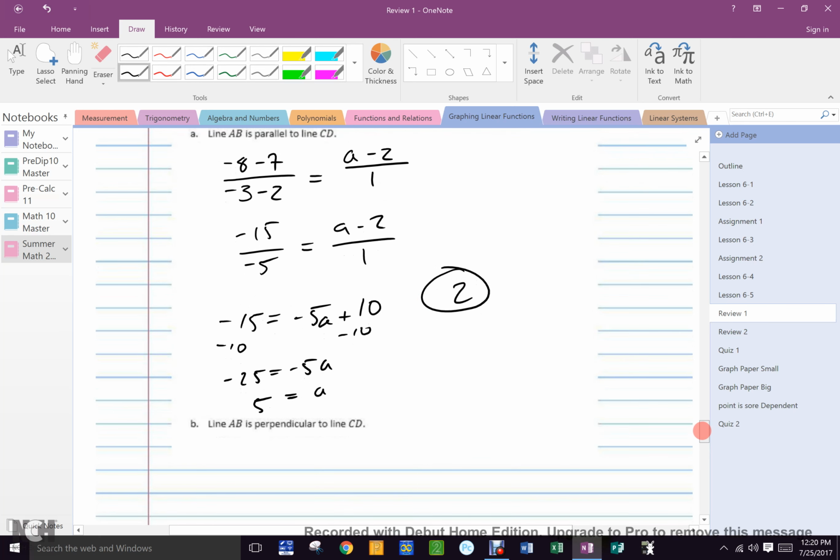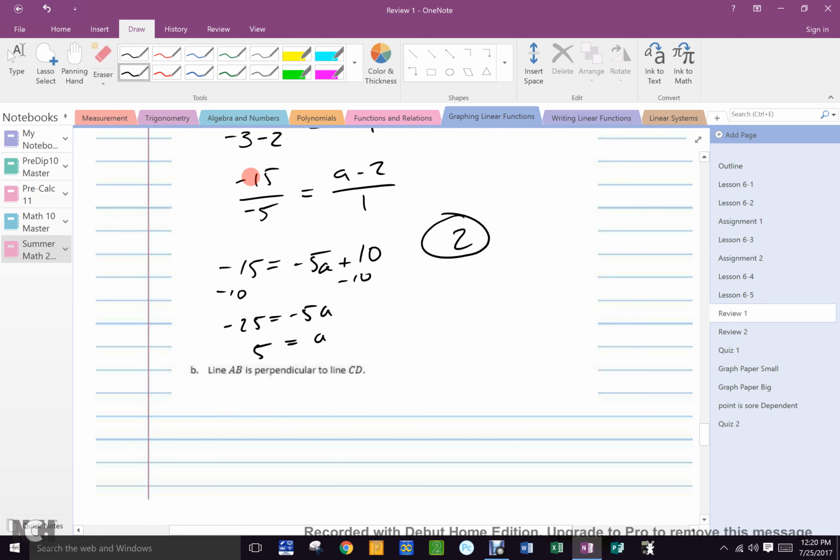If they're perpendicular, what has to happen? I had 15 over 5, but what do I really need now? Almost. Negative 5 over 15. So negative 5 over 15 still has to equal A minus 2 over 1. 15A minus 30 equals negative 5. 15A equals 25. A equals 25 over 15, which is 5/3. For 2 marks.